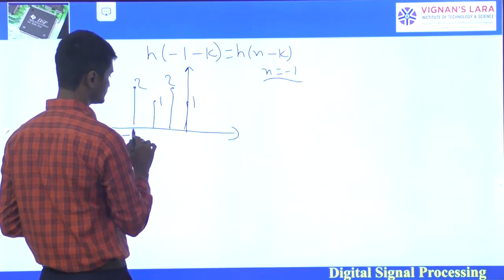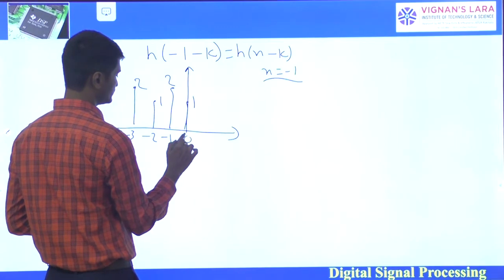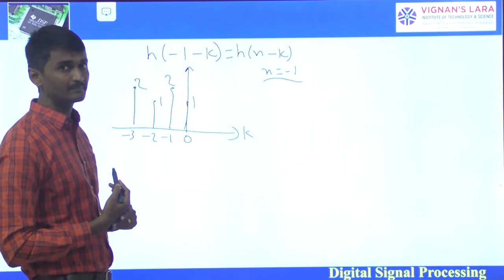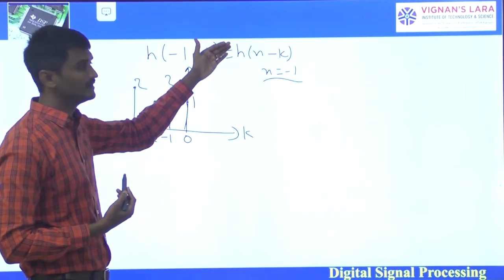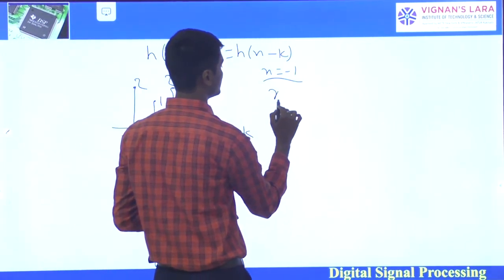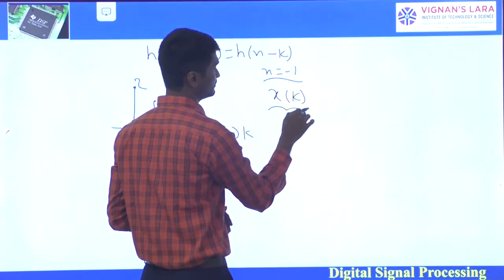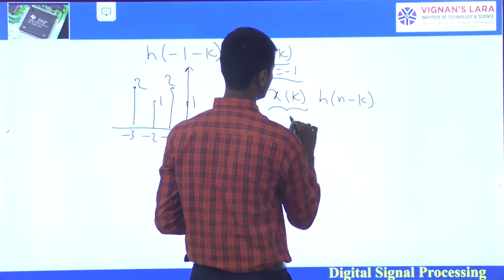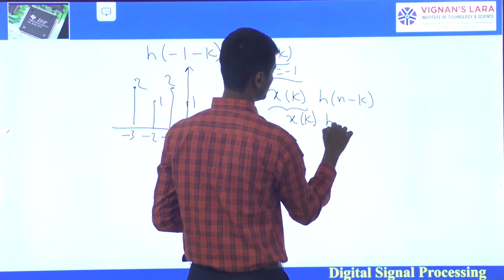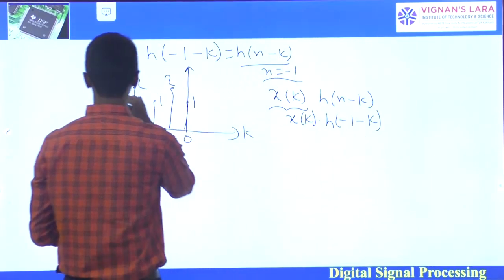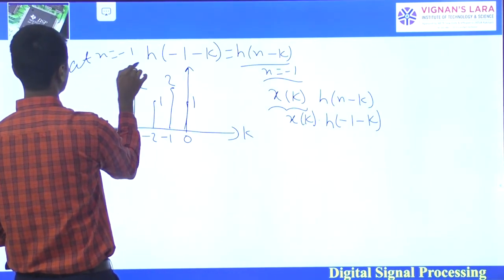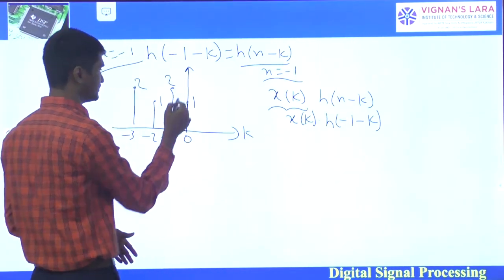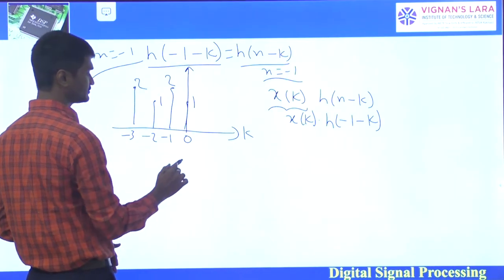After shifting, we have to multiply with x of k. That means x of k into h of n minus k, that is x of k into h of minus 1 minus k, because we are doing this at n equals minus 1. So multiplication of x of k and h of minus 1 minus k.